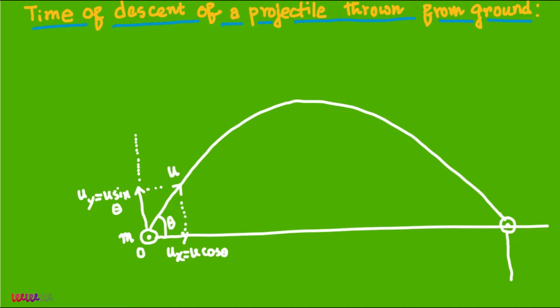So you can denote uy in a proper way. Uy, the vertical component of initial velocity, is uy equal u sin theta. U is resolved into two components, ux and uy. And ux is the horizontal component of initial velocity u, and uy is the vertical component, along the y-axis.